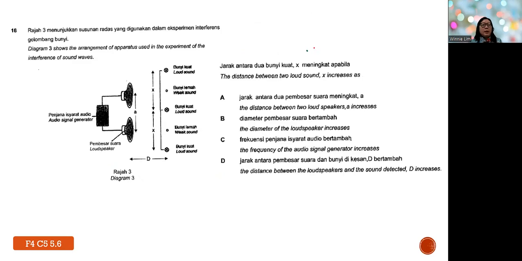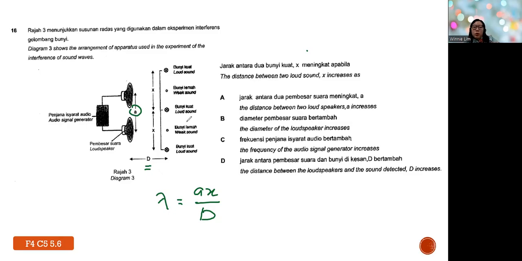Question 16. Diagram 3 shows the arrangement of loudspeakers used in the experiment on the interference of sound waves. The distance between two loud sounds, x, increases as... To solve this question, you need to know the formula for interference of waves: lambda equals ax over D. Lambda is the wavelength, a is the distance between the two speakers, D is the distance from the speakers to where the sound is heard, and x is the distance between two consecutive loud sounds or weak sounds.